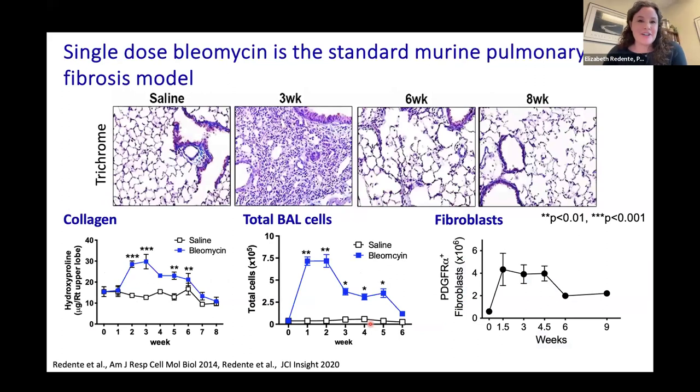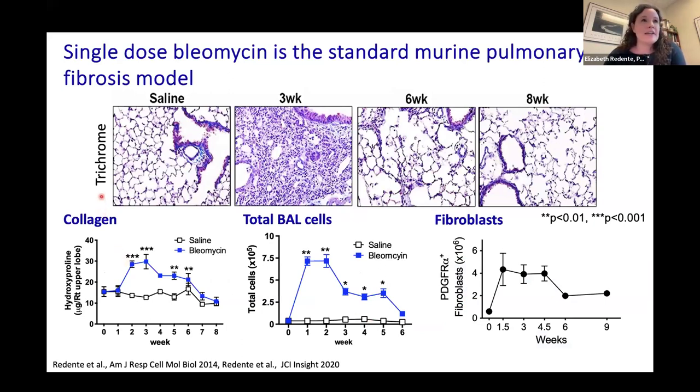So I want to start our model talk with the really most common and standard model that's found in the literature. And this is the single dose bleomycin model, where animals receive a single intratracheal or oropharyngeal injection of bleomycin, so it goes directly to the lungs.